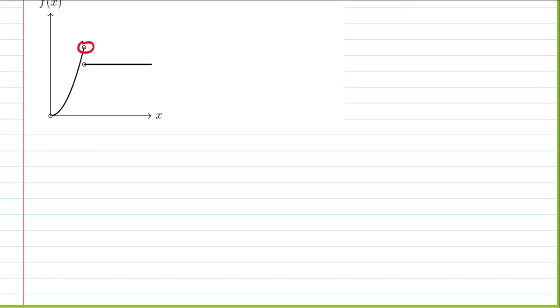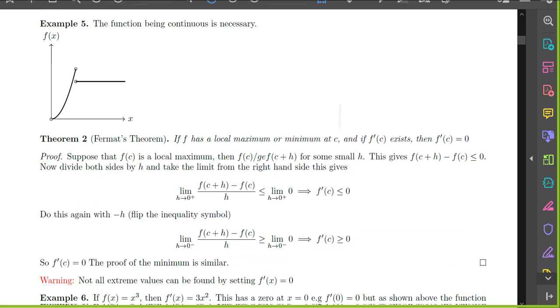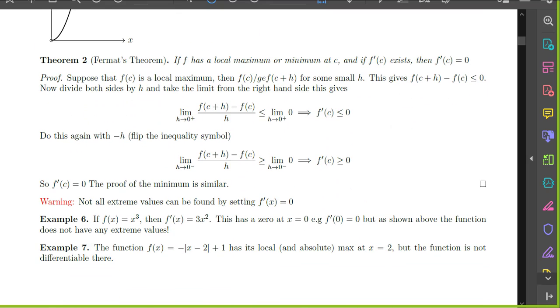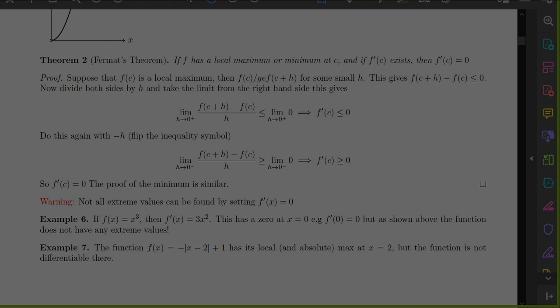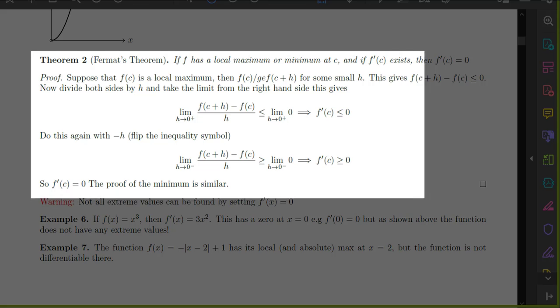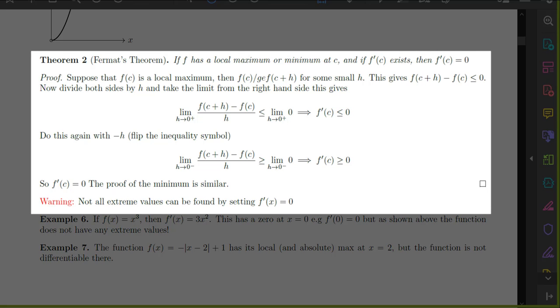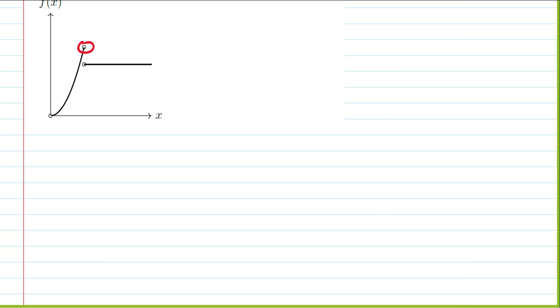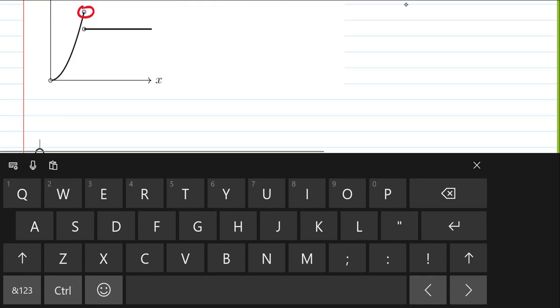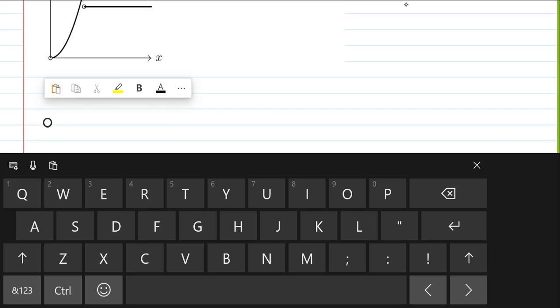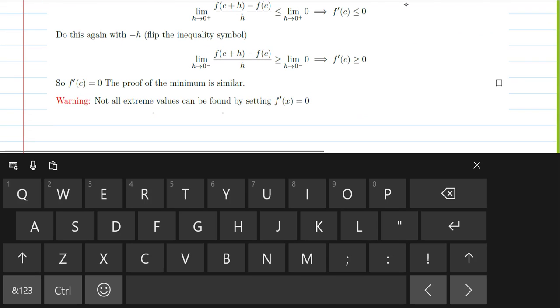All right, let's take a look at our next example. Oh, sorry, I'm a liar. We're going to look at a theorem. So we've been dancing around this, and Fermat's theorem quantifies what we've been hinting at so far.